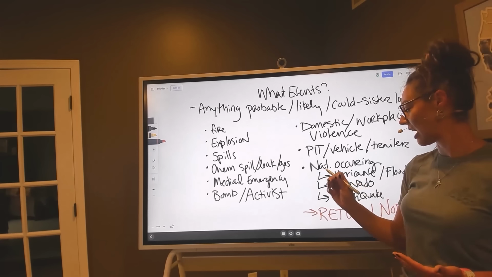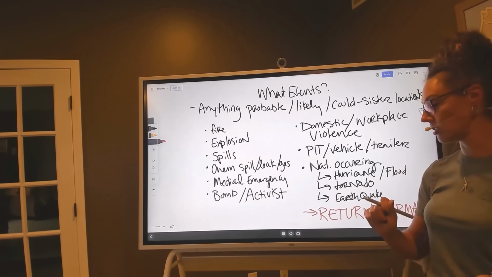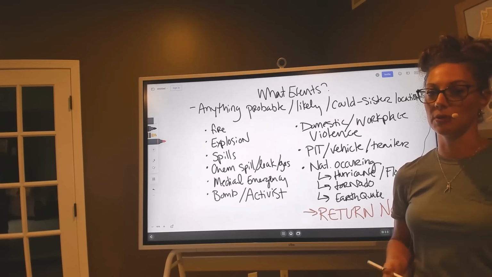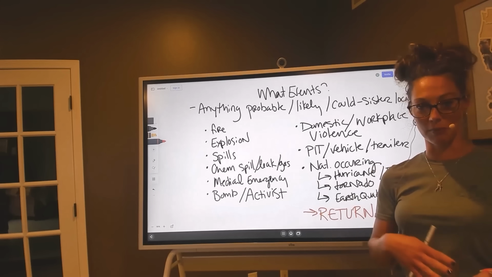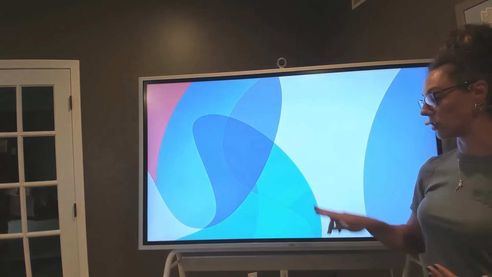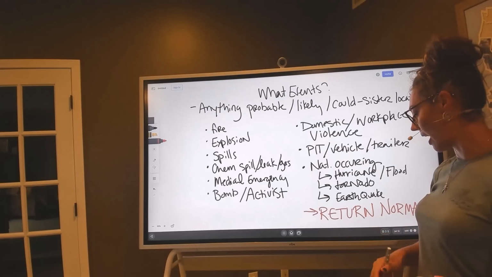And then anything that's naturally occurring. So that could be hurricanes, floods, tornadoes, earthquakes, whatever's going on in your region. If that's likely to happen, you'll want to make sure that you include those. Obviously, my Midwest states won't have things for hurricane, but they could have things for flood if they're near a river and in a low-lying area. So we'll just work through that.